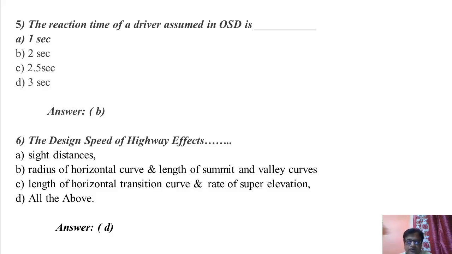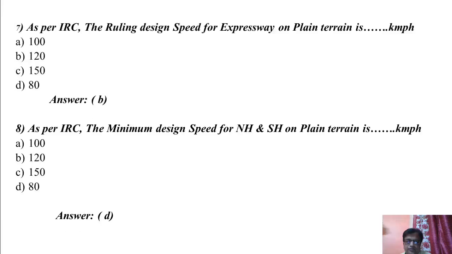The design speed of highway affects sight distances, radius of horizontal curve and length of summit as well as the valley curve, length of horizontal transition curve and rate of super elevation, all of the above. So the answer is D. So it affects all these parameters: sight distance, horizontal curve, vertical curve, transition curve, super elevation, everything.